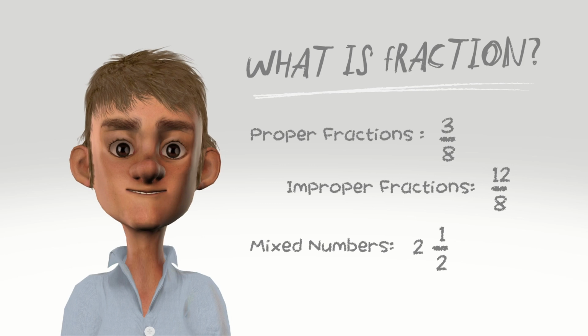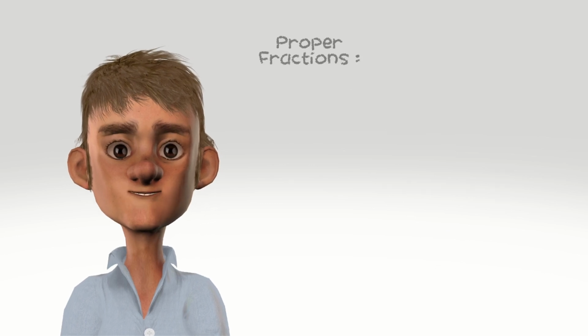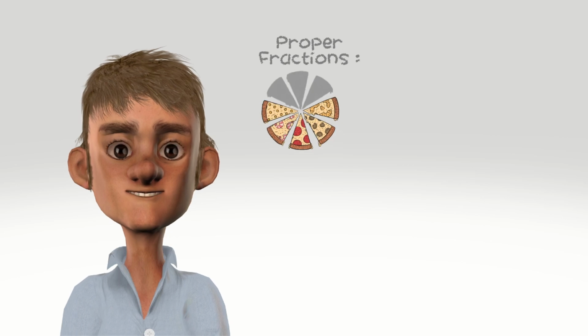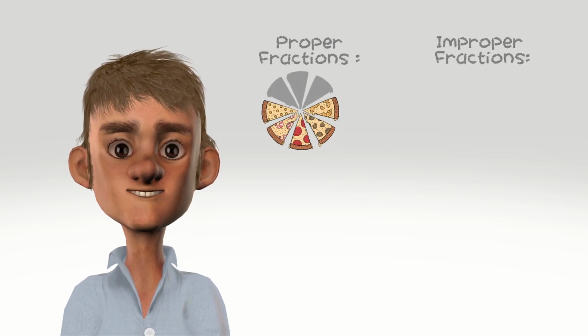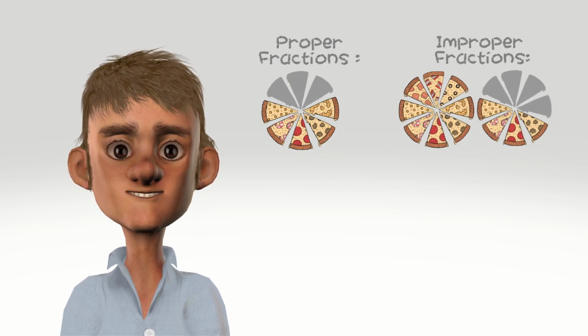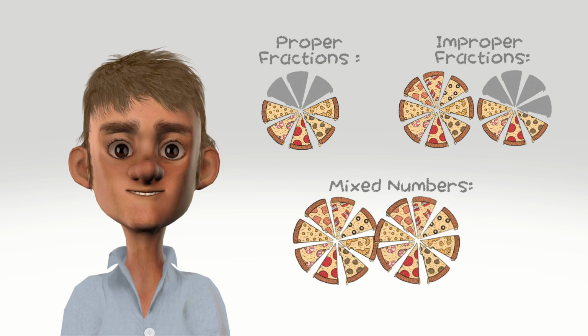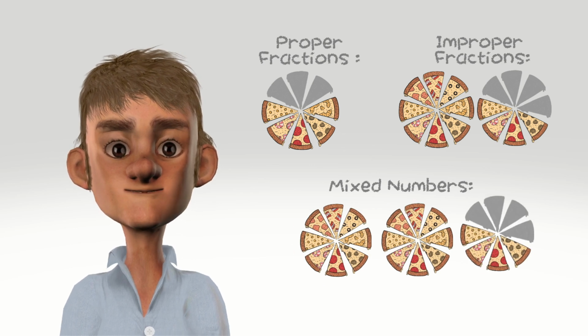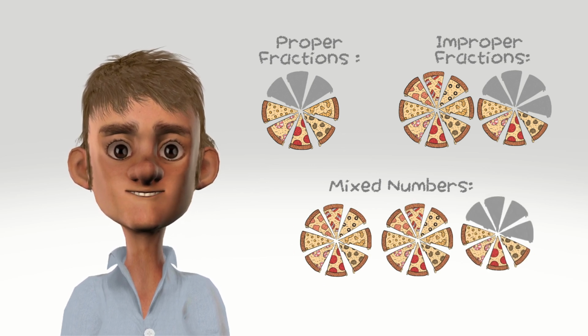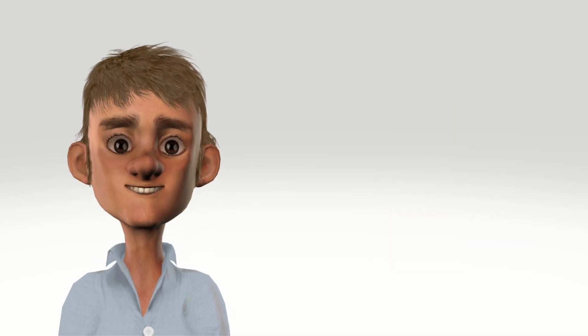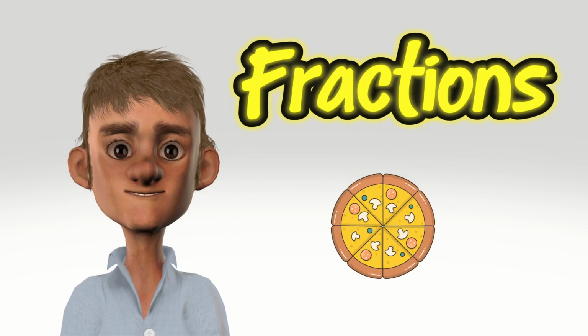Let's break them down. A proper fraction is like having 3 out of 8 slices of pizza. An improper fraction is like having 12 slices of an 8-slice pizza. You have more than one whole pizza. A mixed number is like saying you have 2 whole pizzas and 4 out of 8 slices of another pizza. And that's it for today's lesson on understanding fractions.